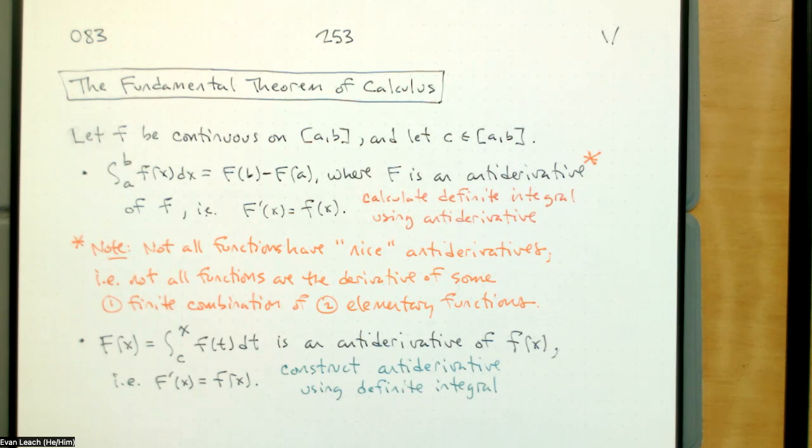It's good that we can do this because not all functions have nice antiderivatives. So if we need an antiderivative of a function for whatever reason, if we can't find one, we can build one. That is a useful thing. We're using the definite integral to construct an antiderivative.